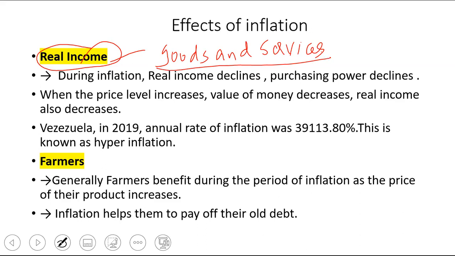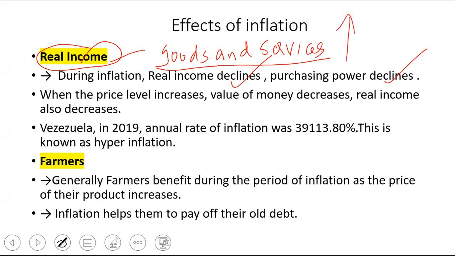So during inflation, real income declines. It's a very good question for objective exams, because purchasing power also declines. Inflation means what is happening, children? Real income will decline and the purchasing power is also declining. What is the reason? Because prices are very high. When the prices are very high, automatically the real income declines, and the purchasing power also declines because the prices are increasing.